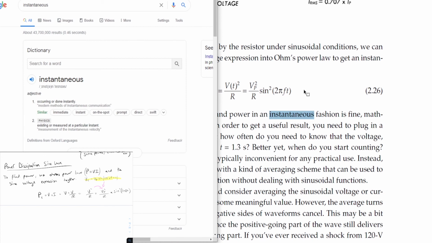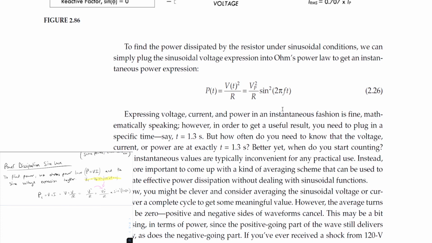Occurring or done instantly. Express existing or measured at a particular instant. Okay. Expressing voltage and current, and power in instantaneous fashion is fine. I don't understand why it's instantaneous, but okay. Mathematically speaking, however, in order to get a useful result, you need to plug in a specific time, say 1.3 seconds. But how often do you need to know that the voltage, current, or power are?